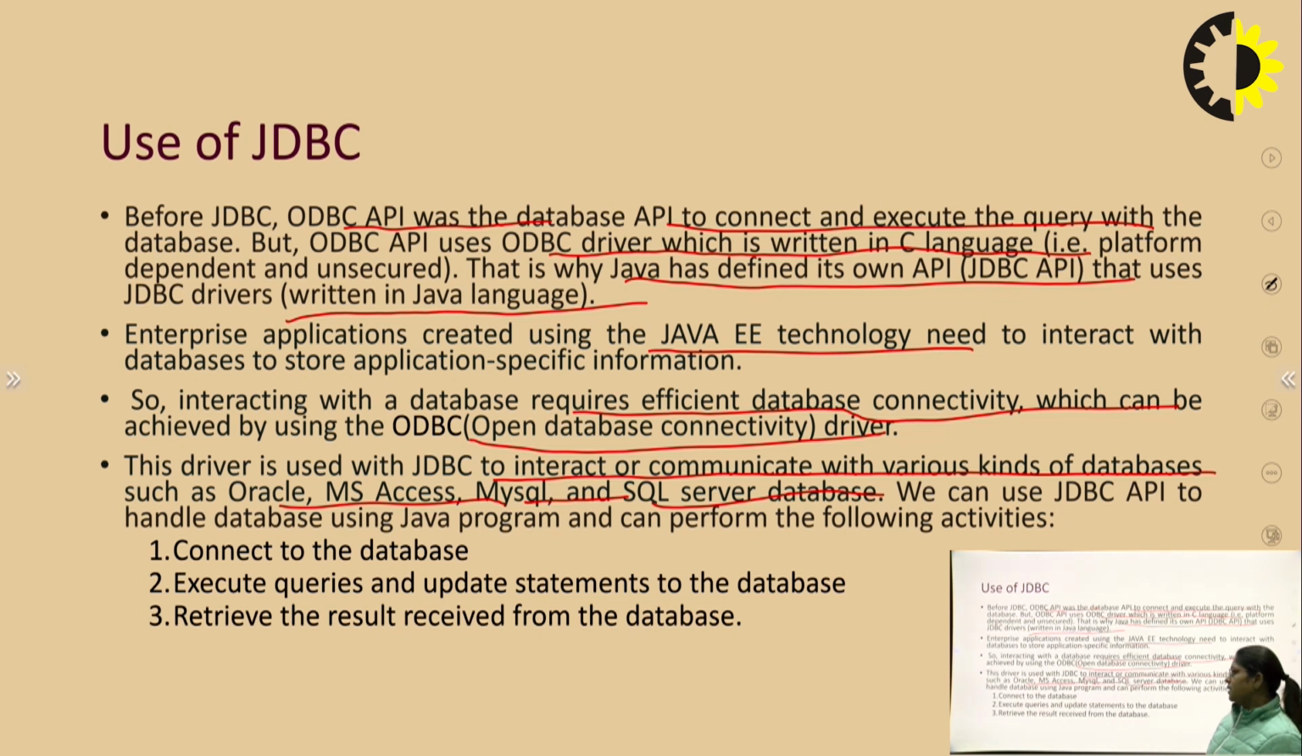So we can use the JDBC API to handle the database using a Java program. There are certain activities we have to perform, then only we can access the data from the database. First of all, the JDBC API is used to connect to the database. It is used for executing queries and update statements. We can update, we can insert into the database. We can also retrieve the results from the database. So first we have to connect to the database, then only we can execute the query and access the result.